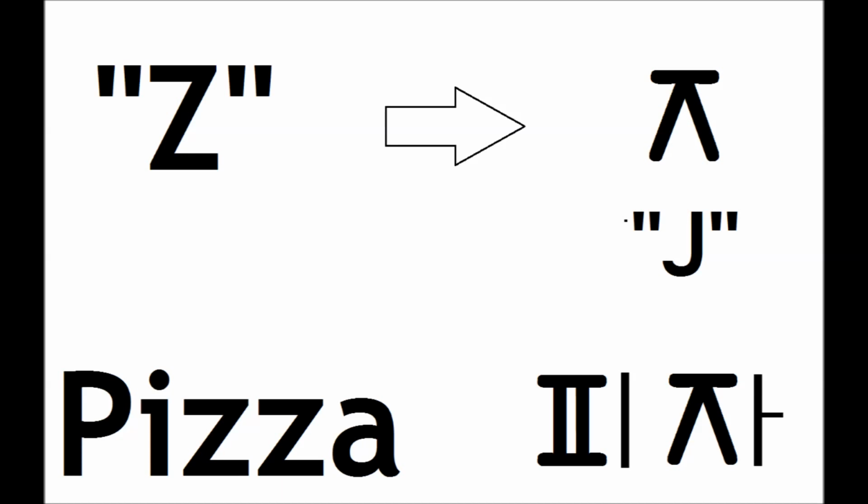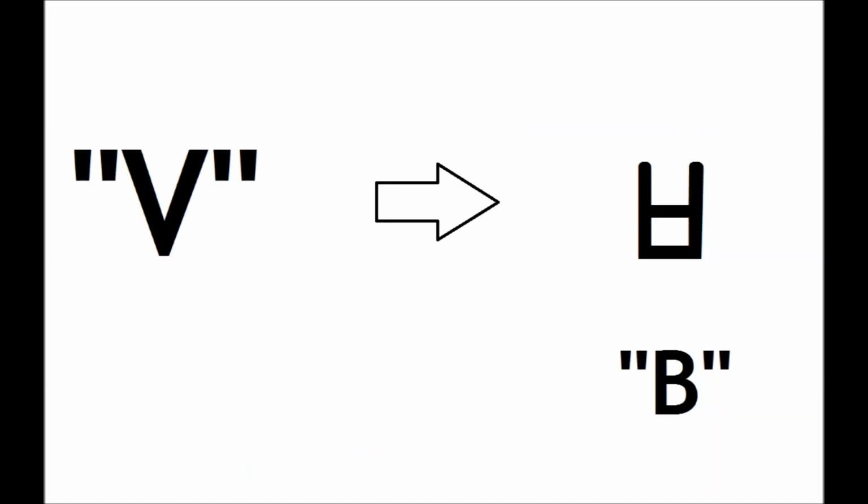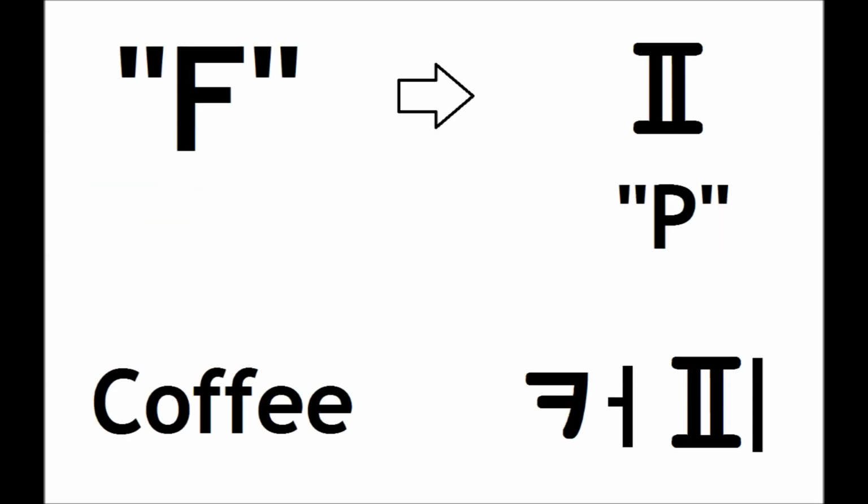The Korean word for pizza is pizza. In place of a V, you can use a B. And the most common substitution for F is P. Coffee in Korean is kapi.